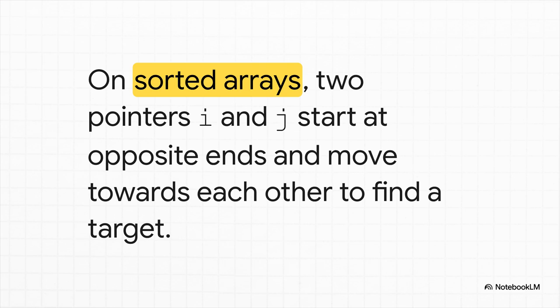You put one pointer at the very beginning and another at the very end. Then you just start moving them toward each other, like you're pinching inward. If the sum of your two elements is too small, you nudge the left pointer forward. If it's too big, you nudge the right pointer back. It is such an elegant way to find pairs.